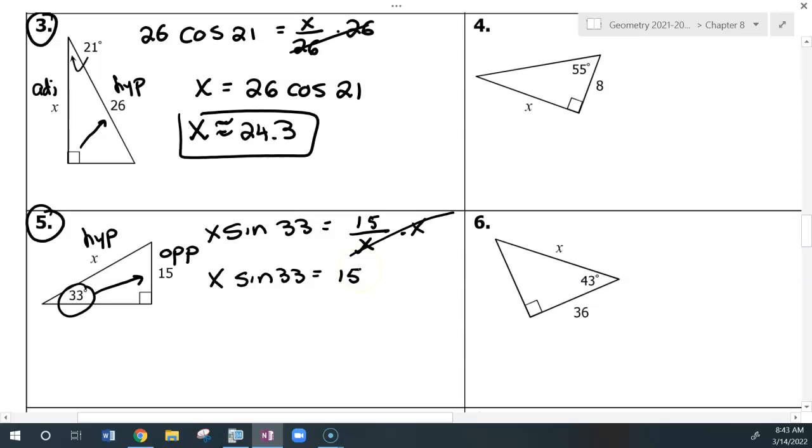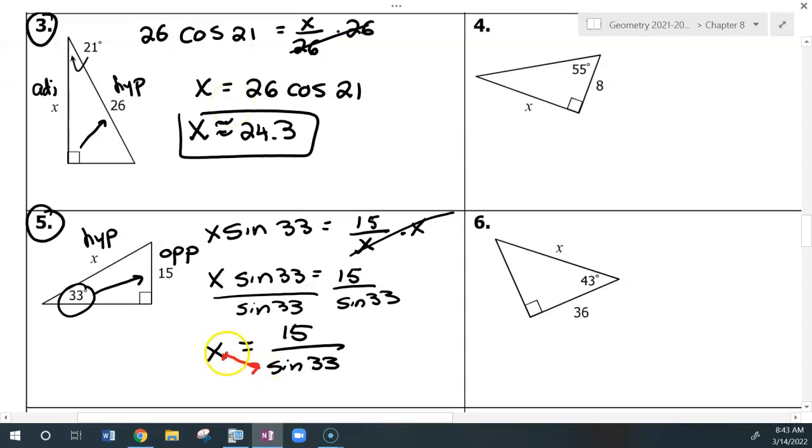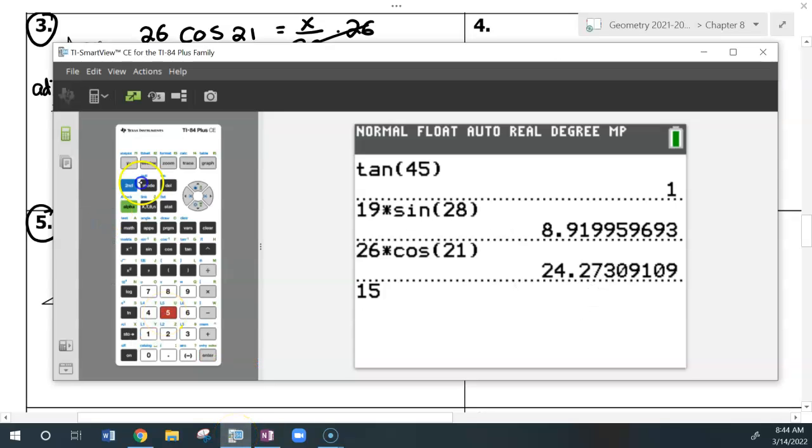Now, sine of 33 is just a number. You can divide both sides by that number, and don't worry, your calculator can handle it. So x equals 15 over sine of 33. And notice what happened is they swapped positions. When we started, we had sine of 33 equals 15 over x, but now they just swapped positions. So now x equals 15 over sine of 33. Get your calculator. We're going to do 15 divided by sine of 33. 27.5.